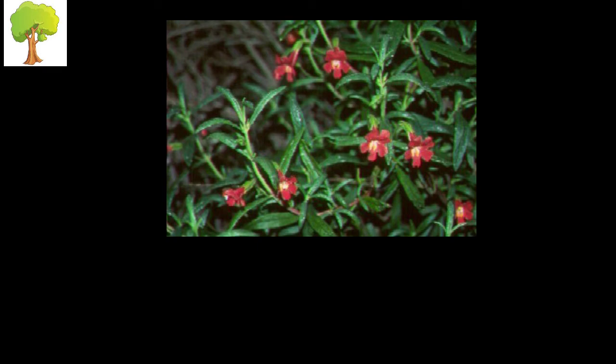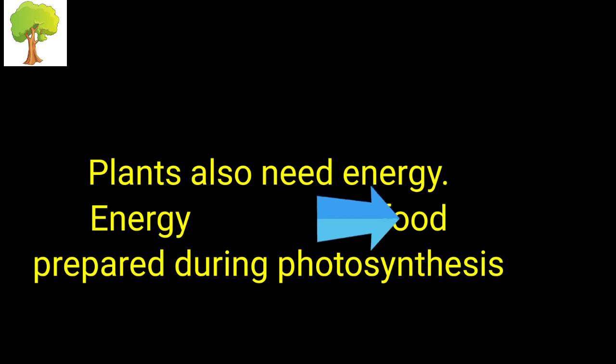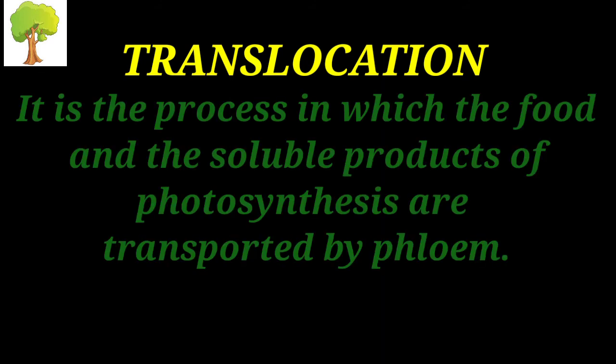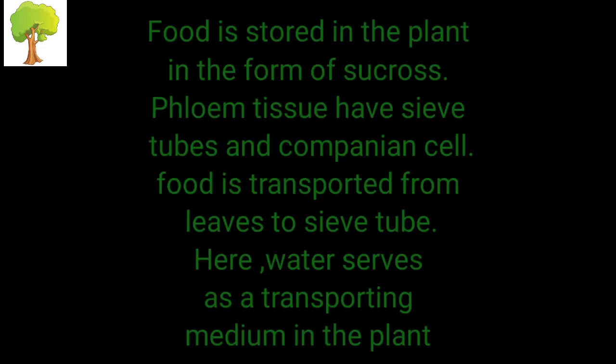Now the plant also needs energy, and for that the plant needs food, and food is prepared by the process of photosynthesis. Now how will this prepared food or energy or soluble products be transported? This will be transported by the process of translocation. Translocation is the process in which food and the soluble products of photosynthesis are transported throughout the plant body. And which tissue is required for this? That is phloem. Phloem transports food.